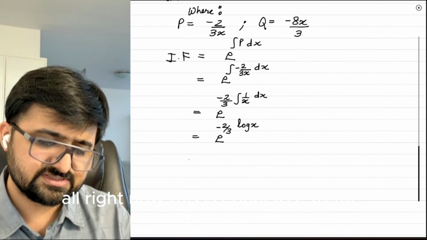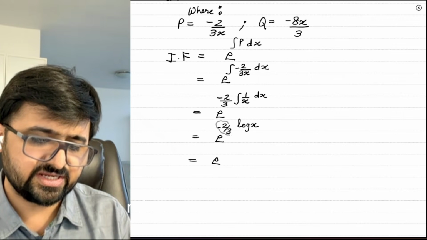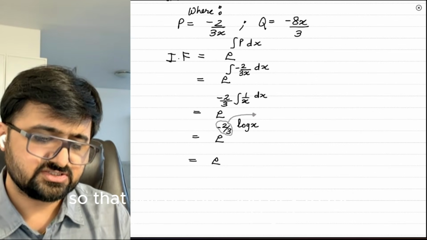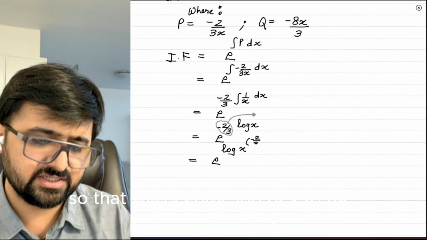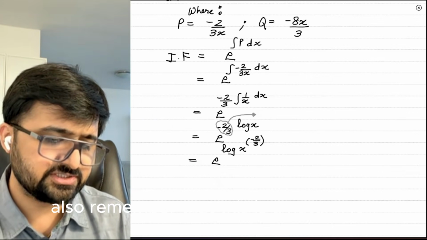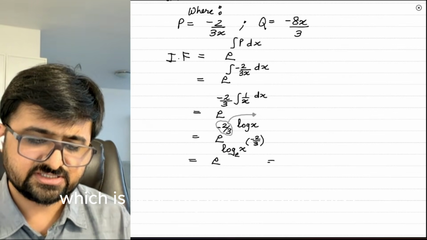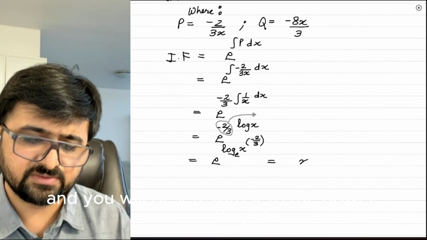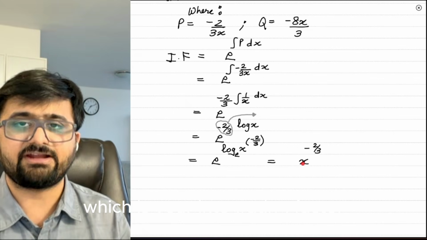Now this is equal to e to the power, and this minus 2 by 3, using the property of log, can be taken in the power. So that will become log of x to the power minus 2 by 3. Also remember that this is a natural log and natural log has the base of e, which is why the log term and the e term will get cancelled and you will be left with x to the power minus 2 by 3, which is your integrating factor.